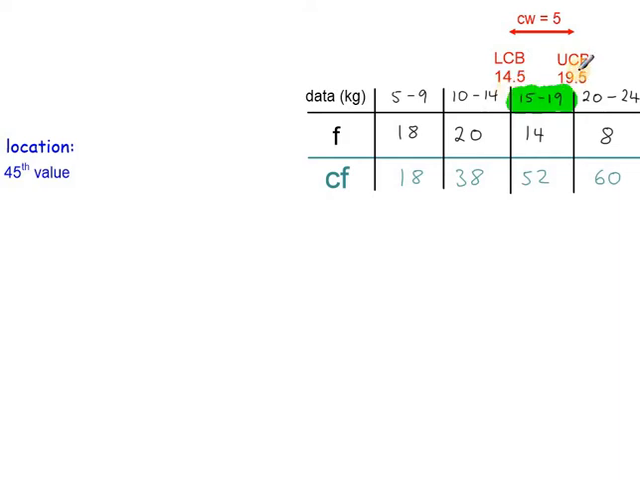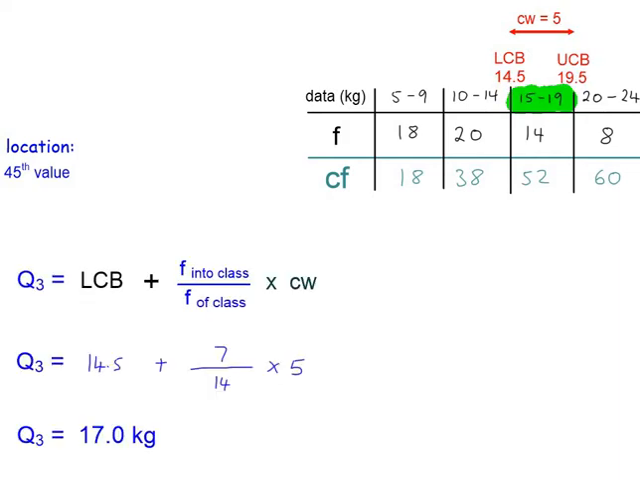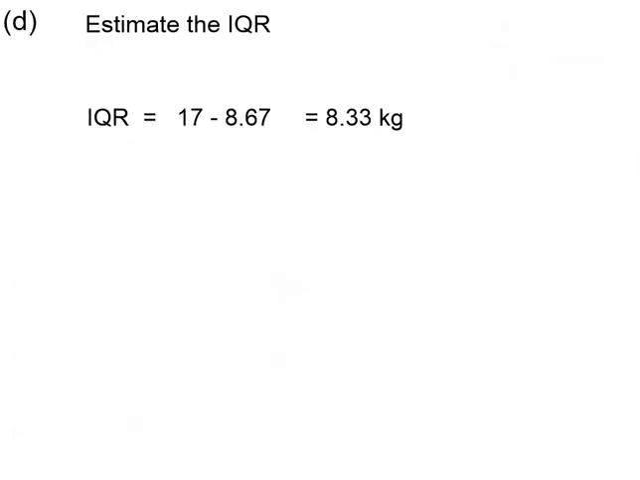Lower boundary, upper boundary, class width. We enter the values again into the interpolation formula. So the upper quartile is 17 kilograms, and 17 kilograms is in here. Part D. And then we can estimate the interquartile range. And remember, every calculation we make with grouped data leads to an estimate, because the data values are unknown.